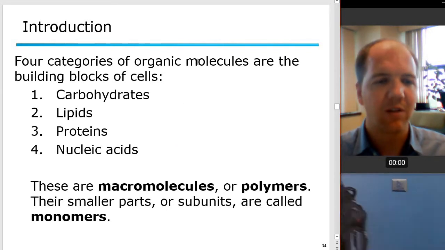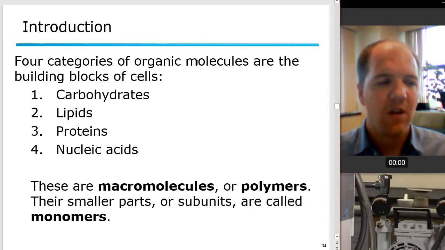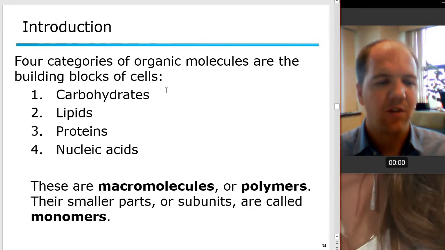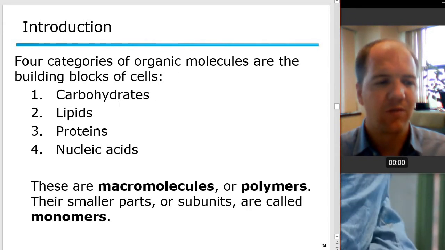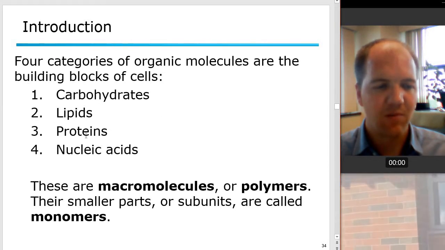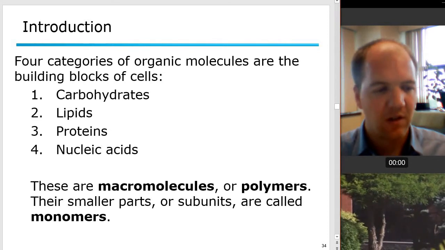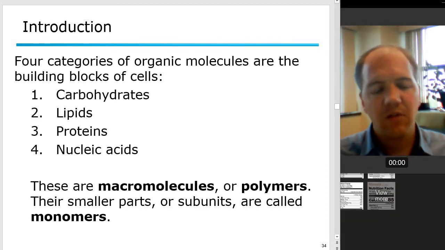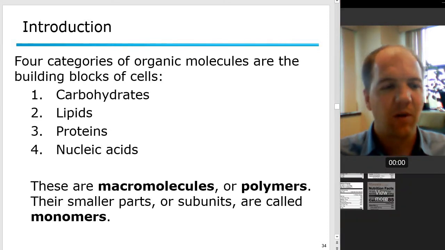Now, when we're talking about organic molecules, we have four main types. All of the organic molecules are going to be put into one of these four groups. The first one is carbohydrates, second one is lipids, then proteins, and nucleic acids. And the other nice thing about this part is that these are the building blocks of cells, the building blocks of life.